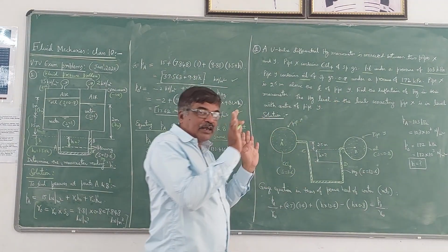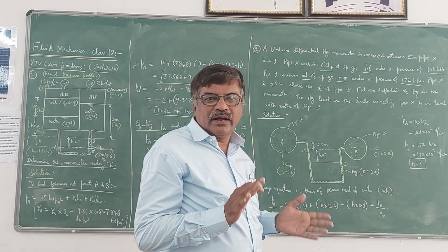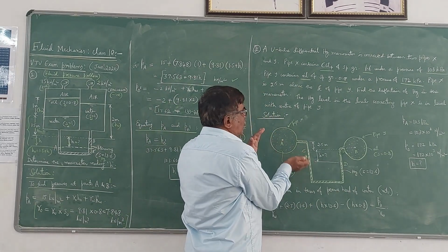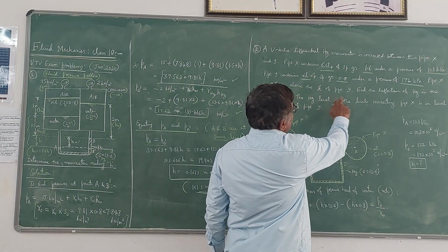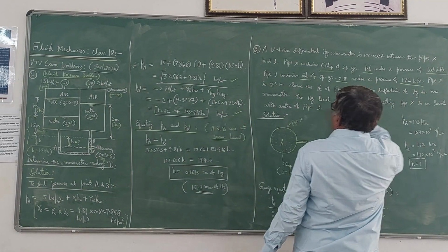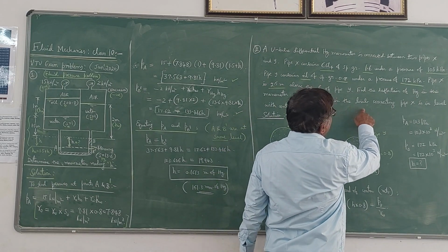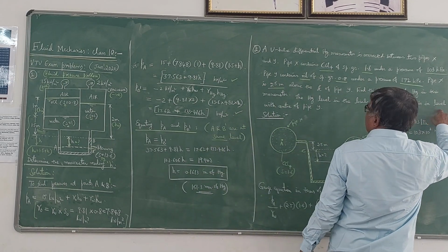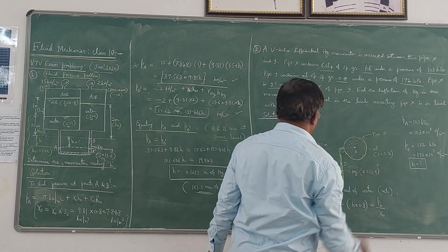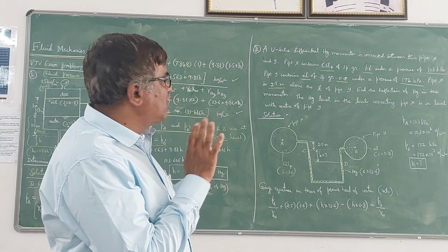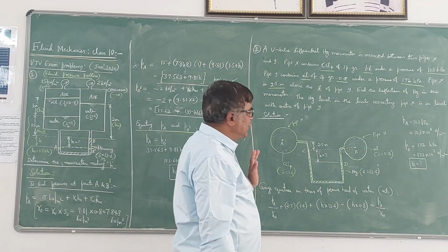So after reading the entire problem, only then you have to start drawing the sketch. So now pipe X is above pipe Y according to this. Find the deflection of mercury in the manometer. The mercury level in the limb connecting pipe X is in level with the center of pipe Y. So these are the conditions. By reading the problem carefully, you can start drawing the sketch.